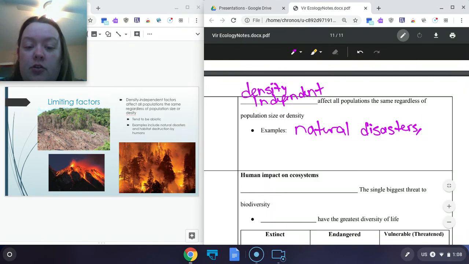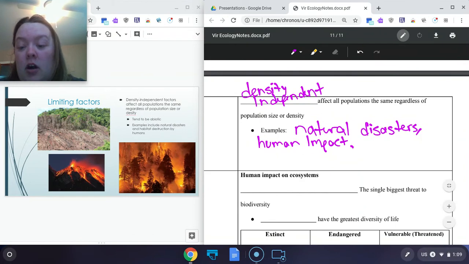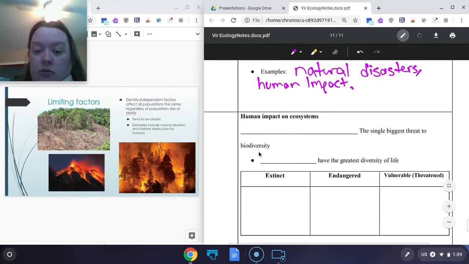Also, human destruction, so human involvement, human impact. If I'm a person and I get paid for the number of trees that I cut down and bring to my boss, I'm not about to go count how many things are living in the tree and decide if I'm going to cut it down. I'm just going to cut down all the trees no matter what's living there. The number of organisms did not matter in that case. Therefore, that is a density independent factor. So we're going to have some practice with density independent and density dependent to get those straight.